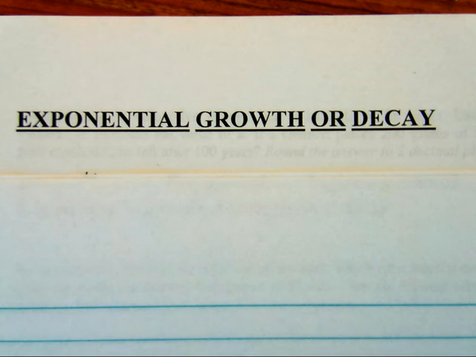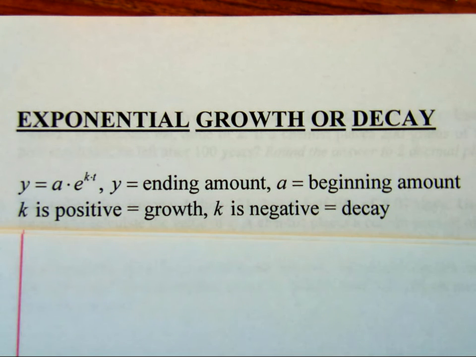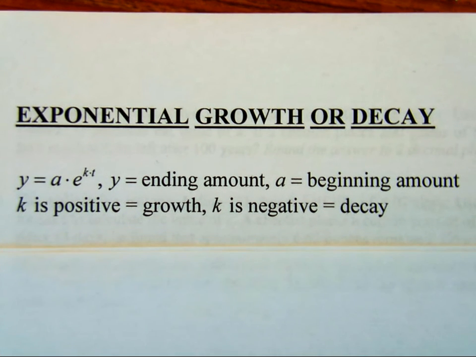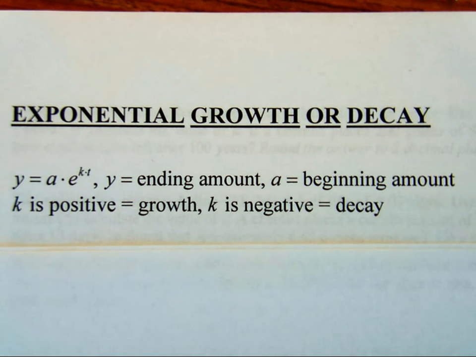Just a basic reminder that we have this equation, which is y equals a times e to the kt. Y is the ending amount of whatever I'm talking about. Could be people, rabbits. We're going to talk about some different minerals and those types of things. And then A is my beginning amount, what I started with. And then K is your growth or decay factor or rate.